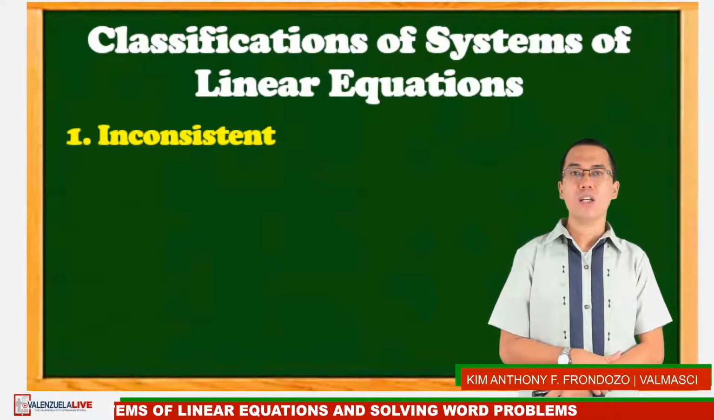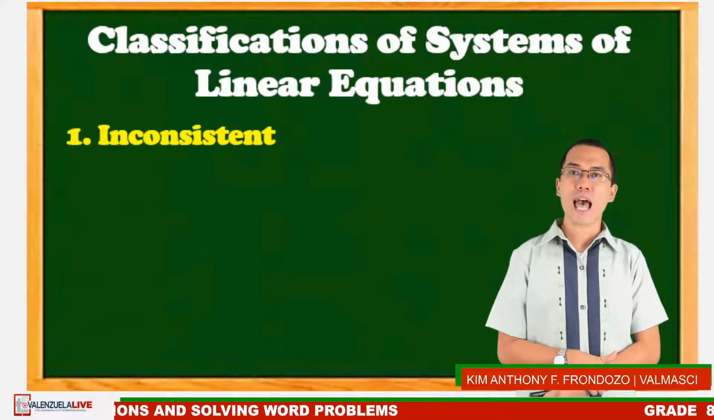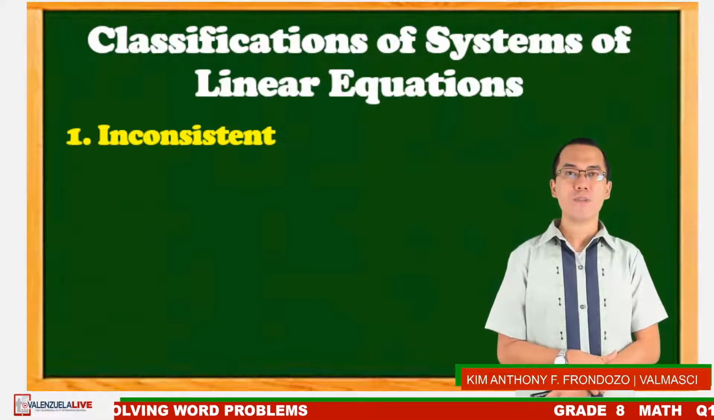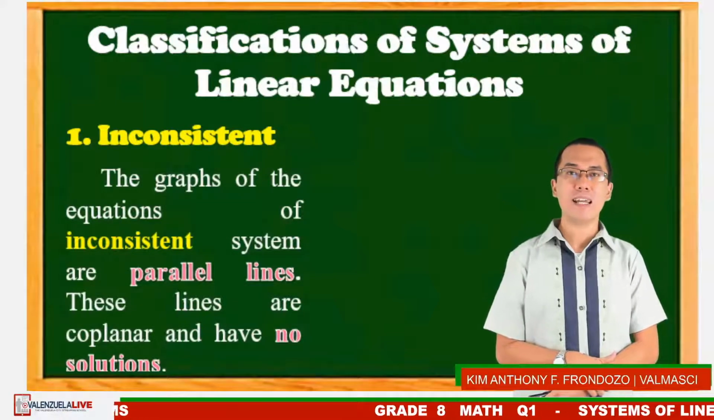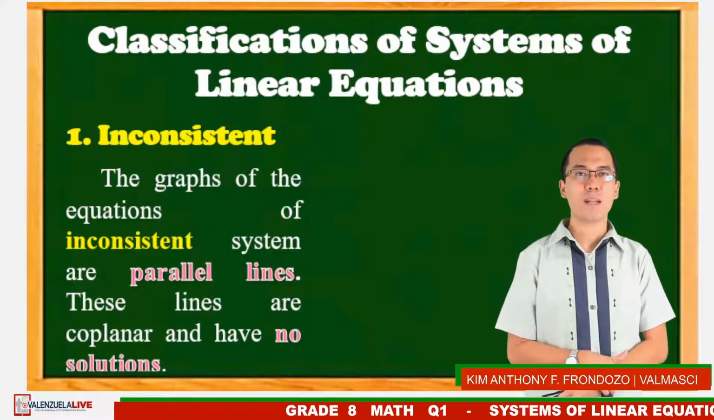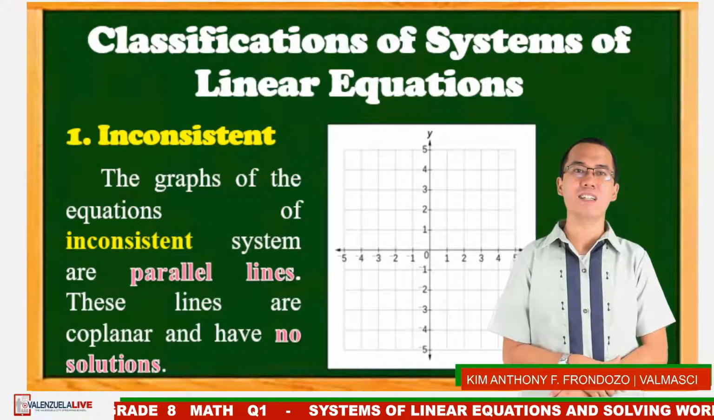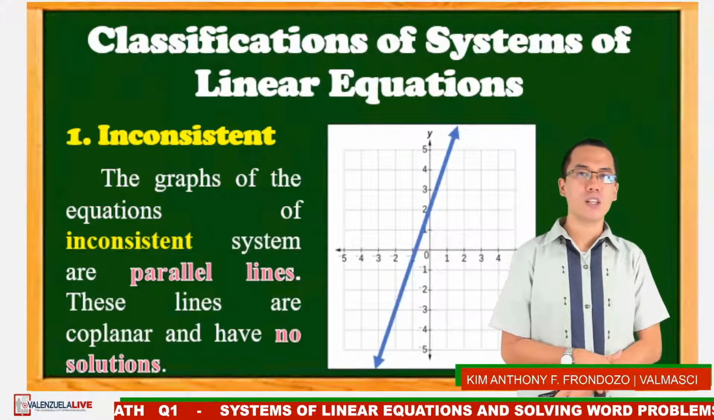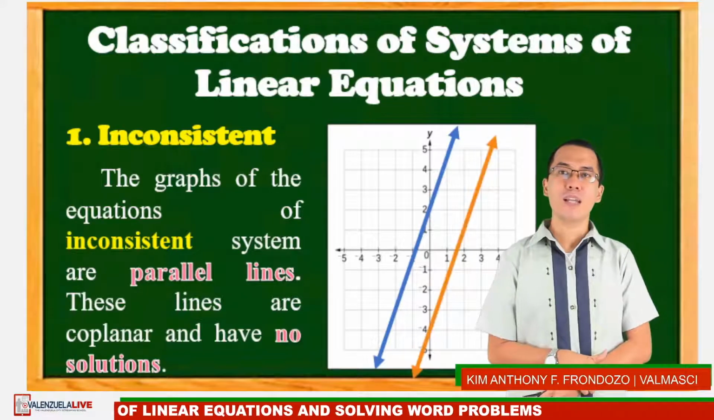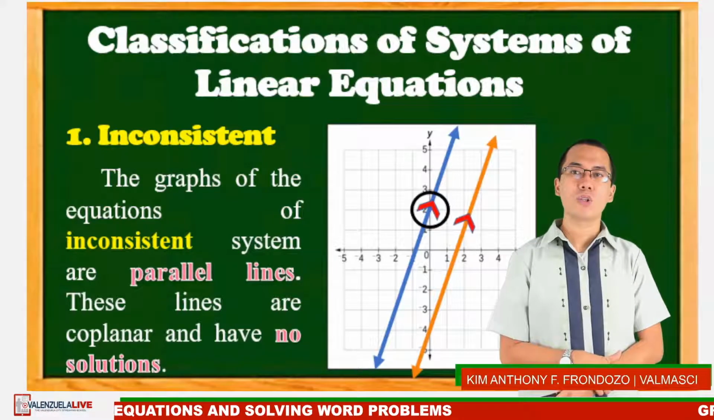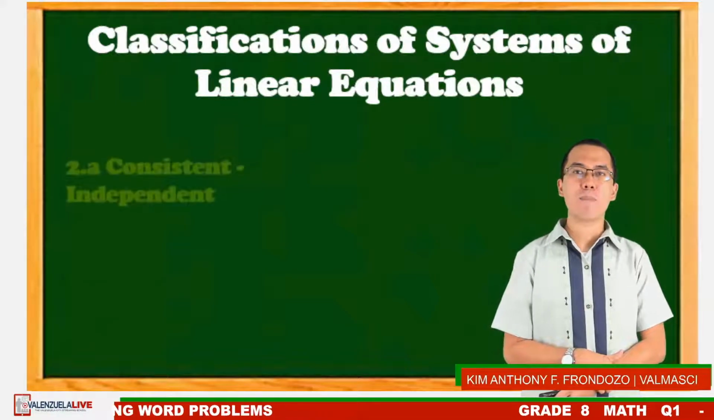Now, let us proceed to the different classifications of linear equations. First, we have inconsistent. So the graphs of the equations of an inconsistent system are parallel lines. So these lines are coplanar and have no solution. So here is an example of parallel lines. Take note that we need to put the markings, like the arrowheads, to indicate that the 2 lines are parallel to one another.